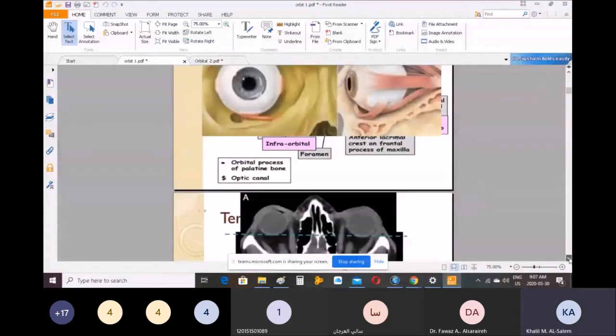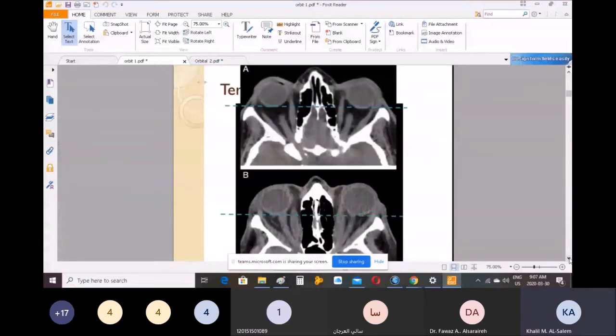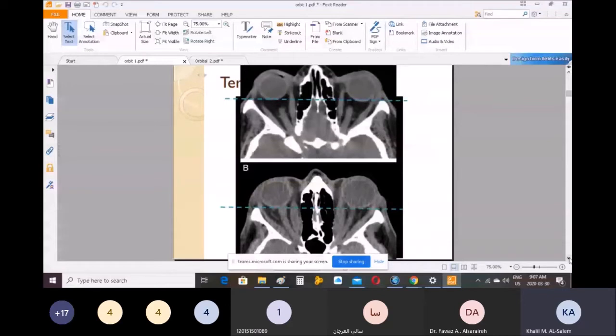This is a CT scan showing proptosis of the eye. If you draw an imaginary line between the zygomatic processes, as shown here, you will see that the eye is pushed outwards. Most of the eye is out of the orbit. What's normal is that around 2/3 of the eye should be inside that line.